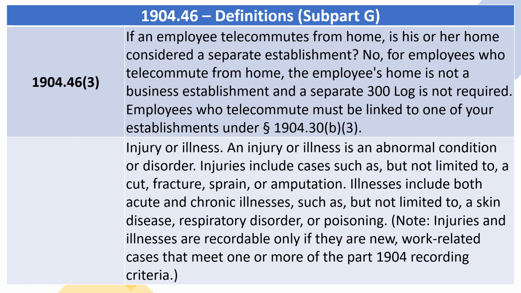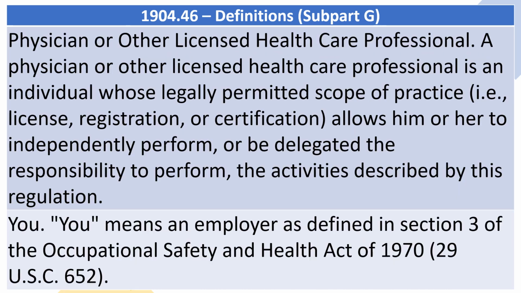Injury or illness. An injury or illness is an abnormal condition or disorder. Injuries include cases such as, but not limited to, a cut, fracture, sprain, or amputation. Illnesses include both acute and chronic illnesses, such as, but not limited to, a skin disease, respiratory disorder, or poisoning. Note, injuries and illnesses are recordable only if they are new, work-related cases that meet one or more of the Part 1904 recording criteria.